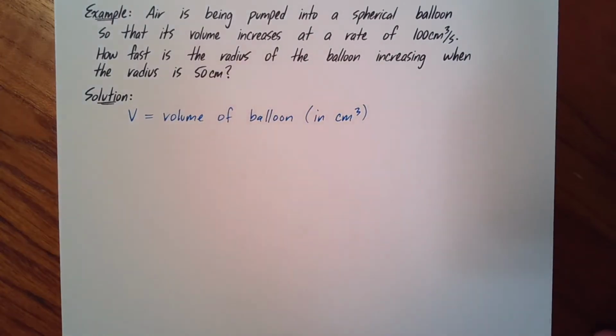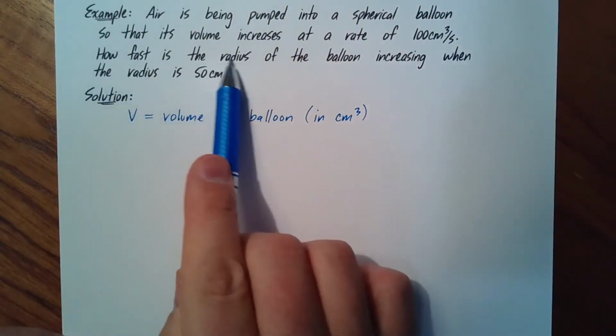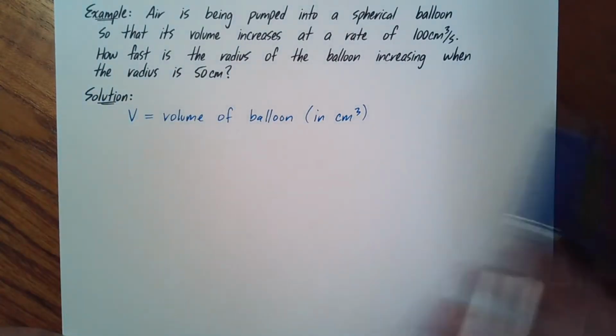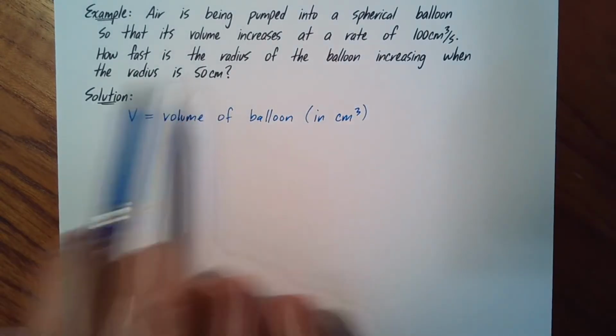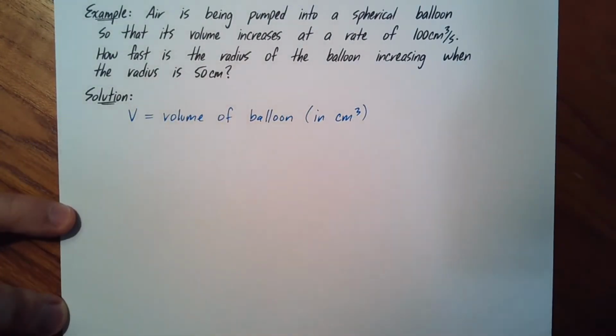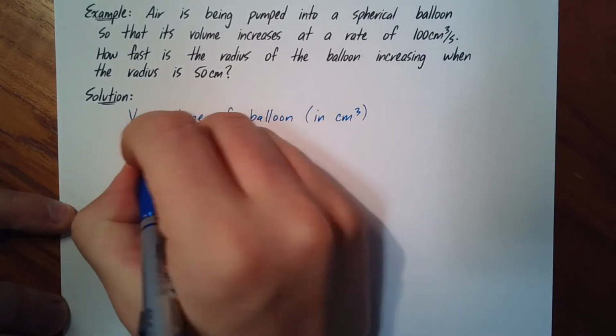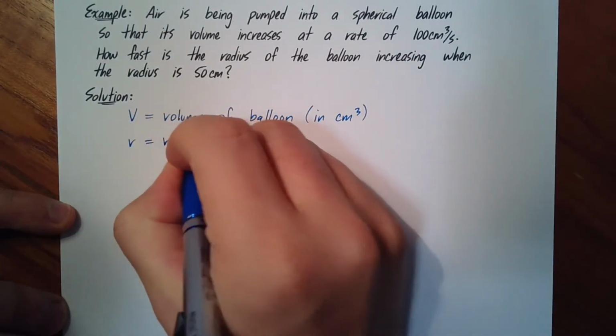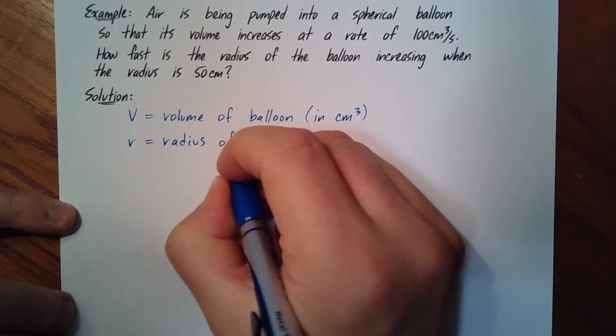What else? What other variable should we introduce? What other quantities are mentioned? Well, in the next sentence, the radius gets brought up, right? How fast is the radius of the balloon increasing at this particular point in time when the radius is 50 centimeters? So how about r for radius? So we got r for the radius of the balloon.